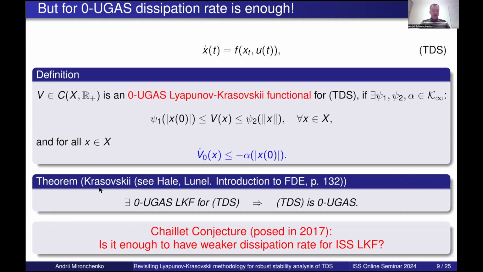And we have the classical Krasovskii result, which can also be found in books, let's say by Hale and Verduyn Lunel, that the existence of such a Lyapunov-Krasovskii functional implies uniform global asymptotic stability for zero input. And now we see really a big difference, right? For ISS, the definition which I have just pointed out required the dissipation in terms of the whole norm of the state. And here, a much weaker decay is possible. So Antoine Chaillet, 7 years ago, posed the conjecture that maybe it's enough to have a much weaker dissipation rate also for ISS.